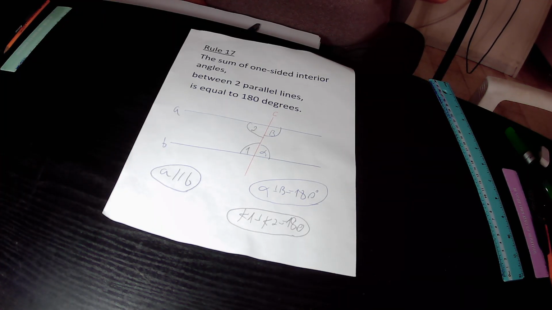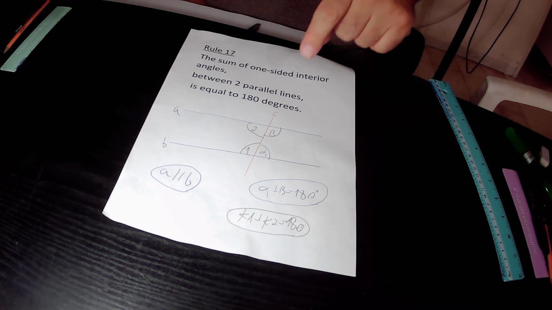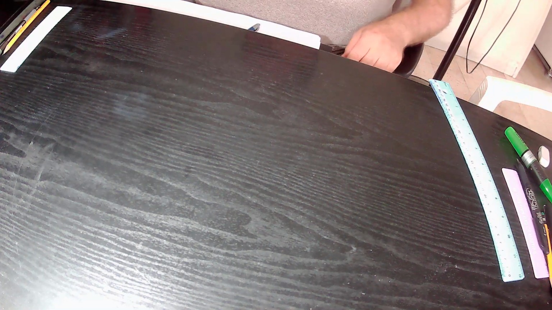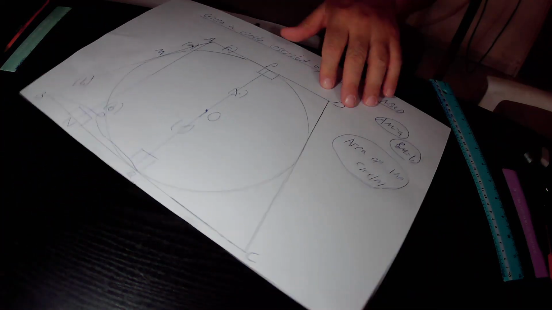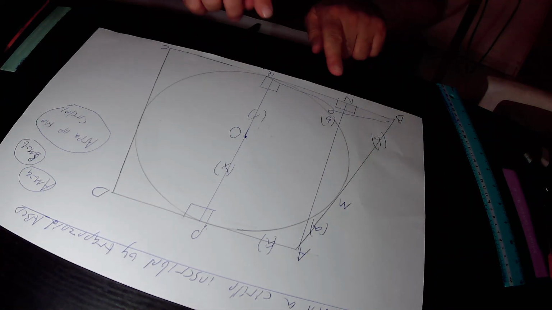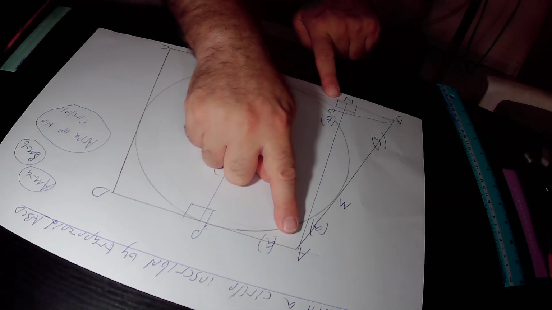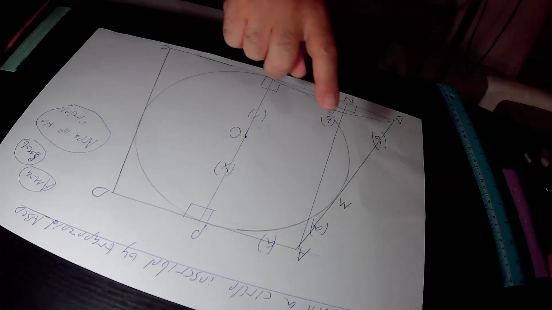And according to Rule 17, the sum of two one-sided interangles is equal to 180 degrees. That is to say, alpha plus beta is equal to 180 degrees. So we can actually implement Rule 17 in our drawing. Why? Because in our drawing, as I already mentioned before, those two angles are defined as one-sided interangles, and they are located between the parallel lines AD and BC.